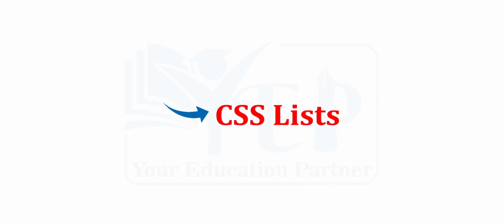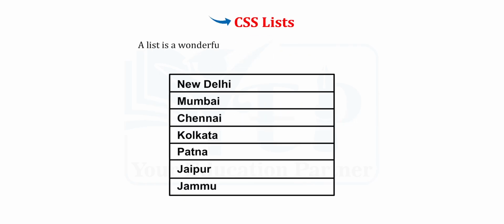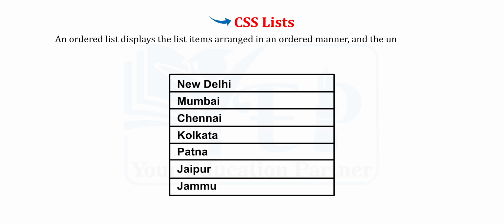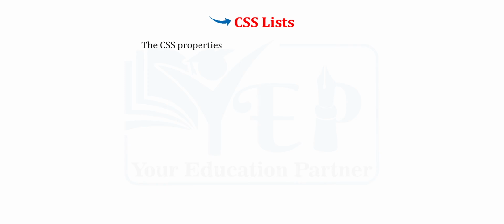CSS lists. A list is a wonderful tool that helps in organizing data. The list can be ordered or unordered. An ordered list displays the list items arranged in an ordered manner, and the unordered list displays the list items in an unordered form. The CSS properties to style the lists are given below.